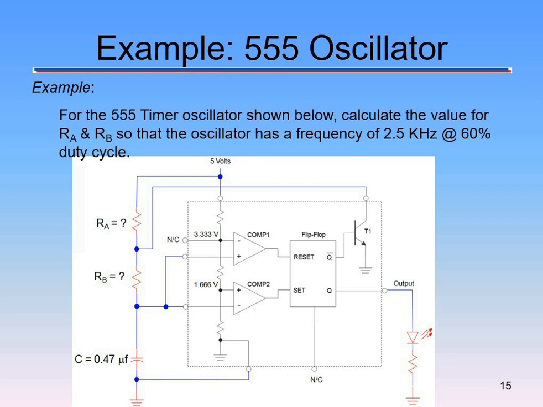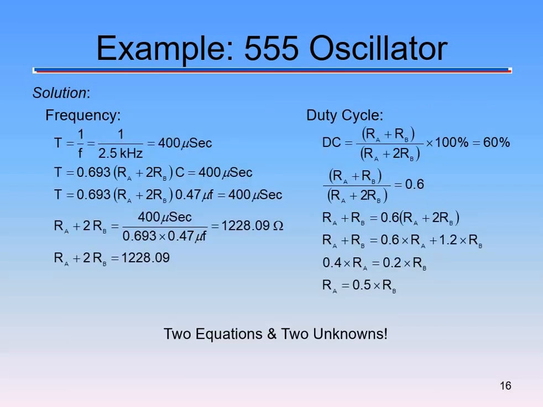And if we look at the schematic down here, we're given the capacitor value of 0.47 microfarads. Alright, so make sure you always write down your givens. What are you given? You're given a frequency of 2.5 kilohertz, you're given the duty cycle of 60%, and you have a capacitance of 0.47 microfarads. So you're going to have to use what's given to you and look at your list of equations. What can I substitute in to get RA and RB? So let's take a look at it.